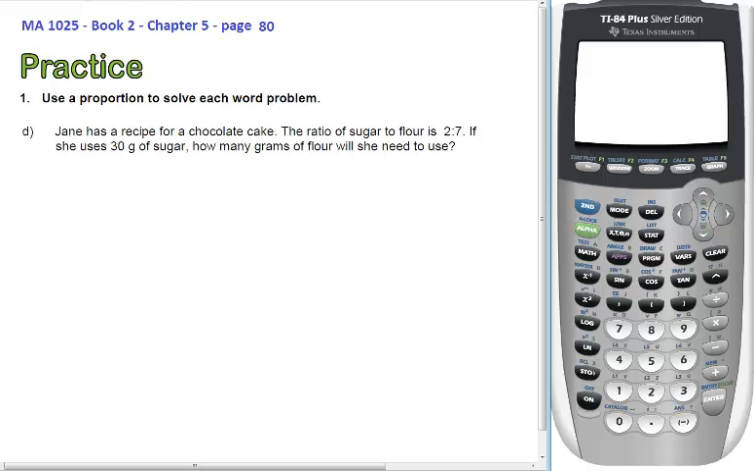The word problem reads, Jane has a recipe for chocolate cake. The ratio of sugar to flour is 2 to 7. If she uses 30 grams of sugar, how many grams of flour will she need to use? Now, we say 2:7. We read that, when we say it out loud, we say 2 to 7. Okay? And notice that we're already given the order, so sugar to flour. So that means the ratio is 2 to 7 for sugar to flour.